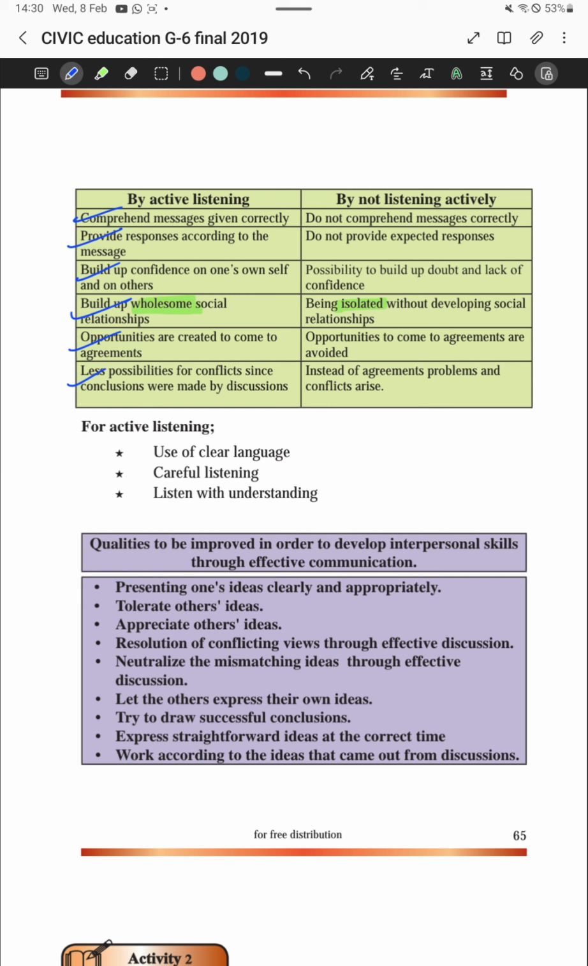For active listening, use clear language, right? When a person is talking clearly, then the other person can listen to you clearly. And also you must listen carefully. When the other person is talking, you have to listen carefully, and when you are talking, you have to use clear language. And always listen with understanding. For example, if you are listening to this video and you cannot understand this English, that means there's a problem. If you are thinking that you cannot understand, it means you are listening carefully, right?